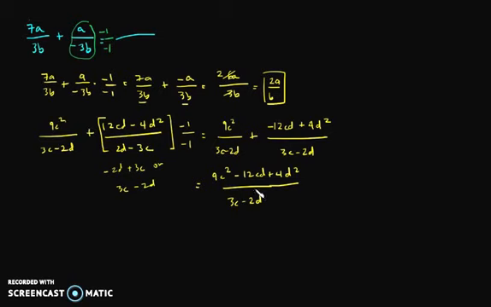By inspection, I can say that this is a perfect square trinomial. You have 3c here and 2d here, so that will give you 3c minus 2d squared, since you have the additive inverse, over 3c minus 2d. So we can now cancel the square and the denominator. So the final answer will be 3c minus 2d.